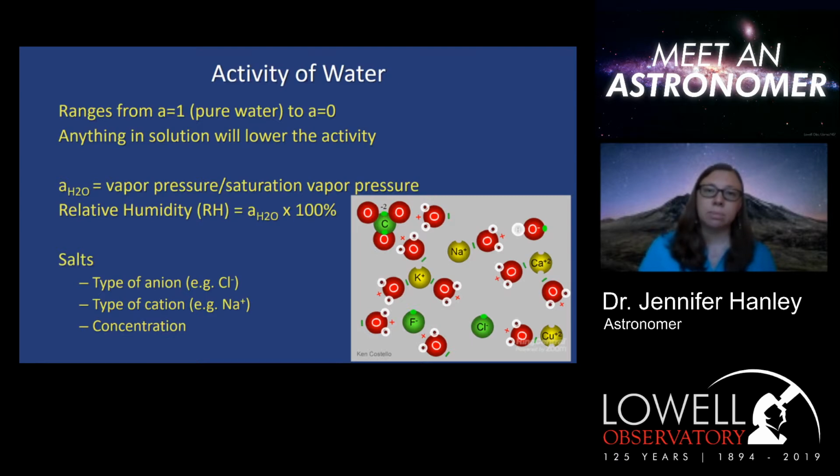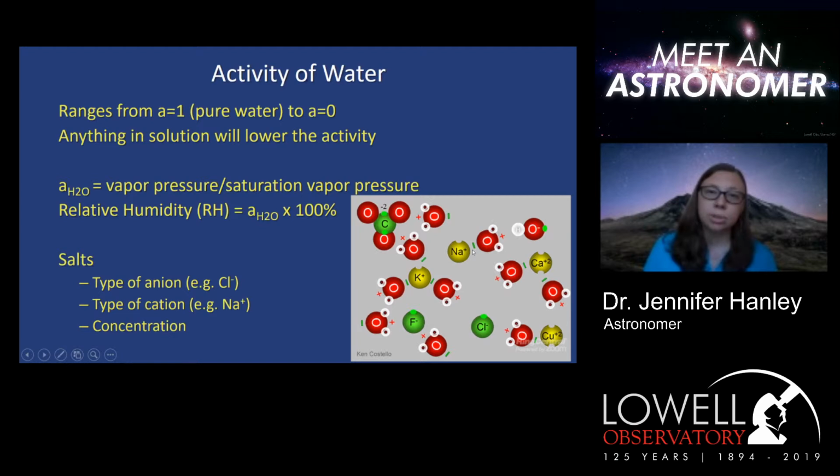The activity of water is something that ranges from 0 for no water to 1, which is just pure water. Anything in solution lowers the activity. Another interesting thing is that the relative humidity is directly related to the activity of water. Basically, how much water vapor the atmosphere is holding versus how much it can hold at a given temperature. So as I said, salts can affect the activity of water.